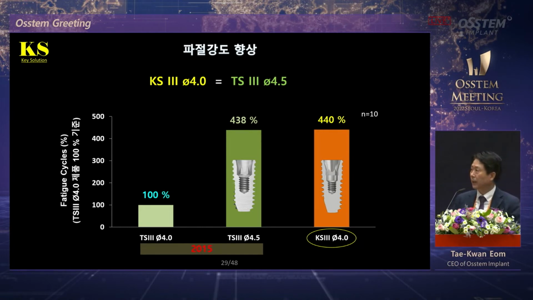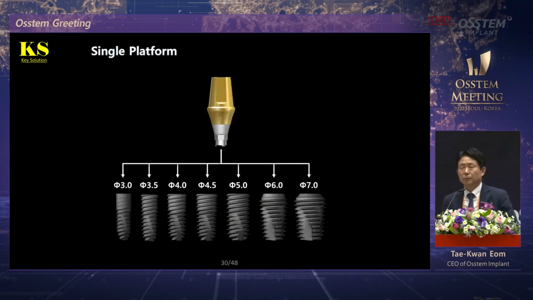And fatigue test is done on the left. TS 4.0, 100%. 4.5 is 4 times stronger, 138%, and KS3 is 440%, equivalent to 4.5 of TS. So in 2015, the products were tested. After that, KS 4.0 is much more improved.